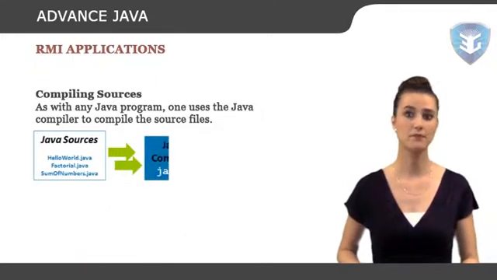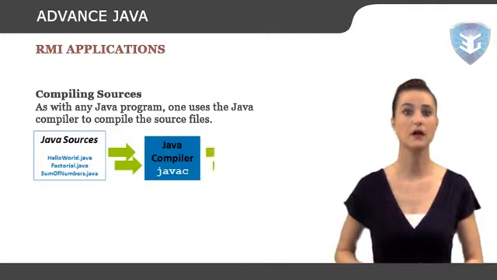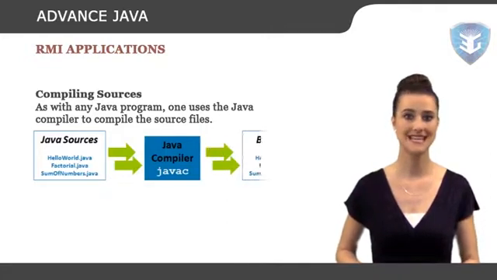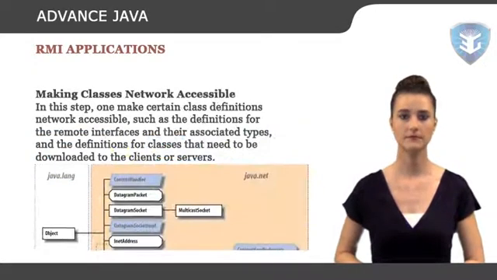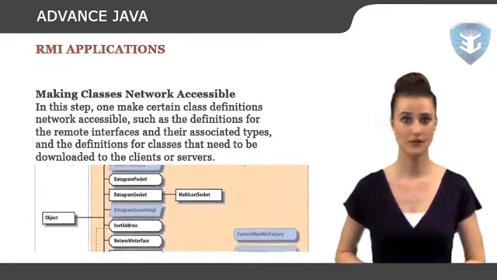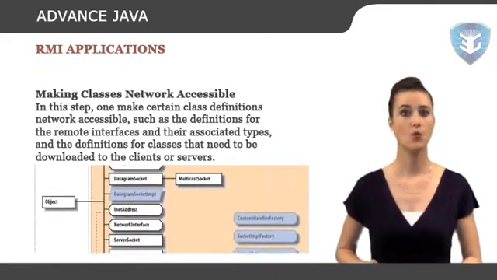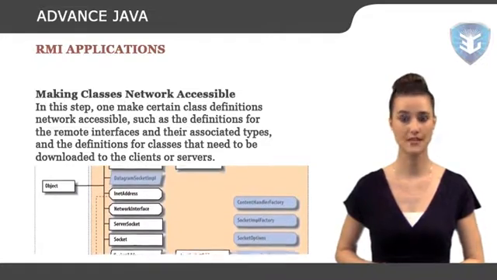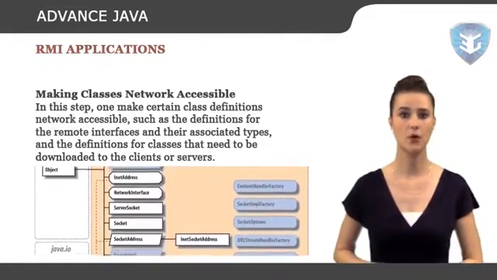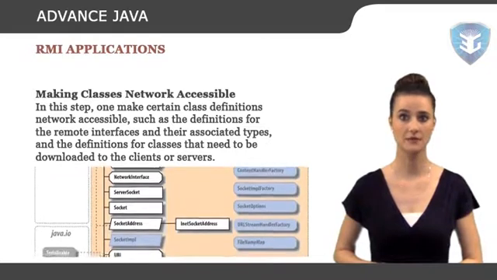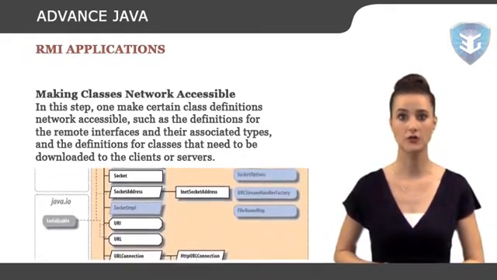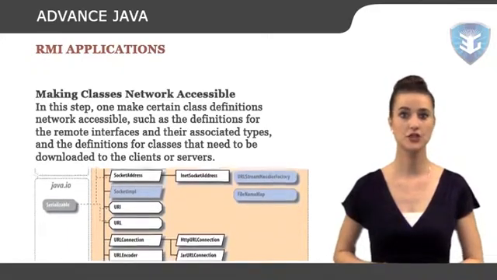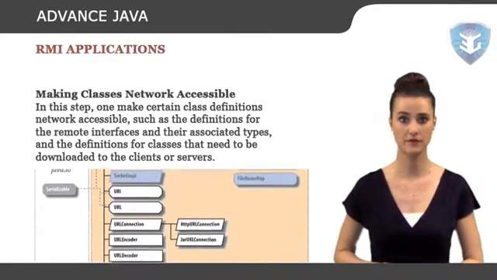Compiling sources. As with any Java program, one uses the Java compiler to compile the source files. The source files contain the declarations of the remote interfaces, their implementations, any other server classes, and the client classes. Making classes network accessible. In this step, one makes certain class definitions network accessible, such as the definitions for the remote interfaces and their associated types, and the definitions for classes that need to be downloaded to the clients or servers. Class definitions are typically made network accessible through a web server.